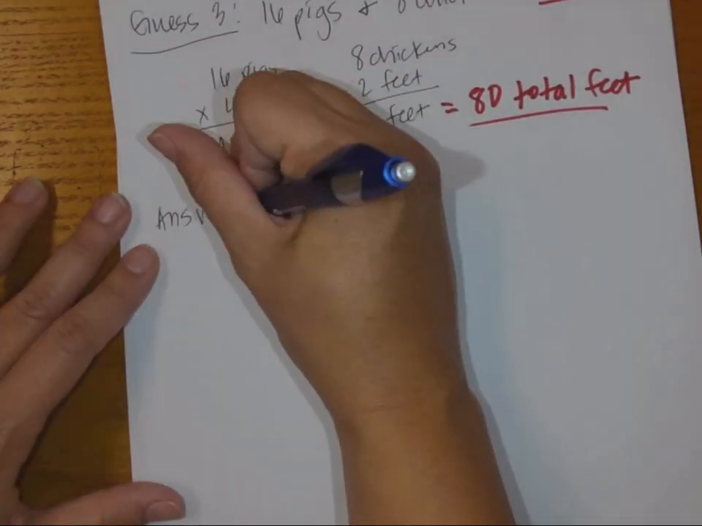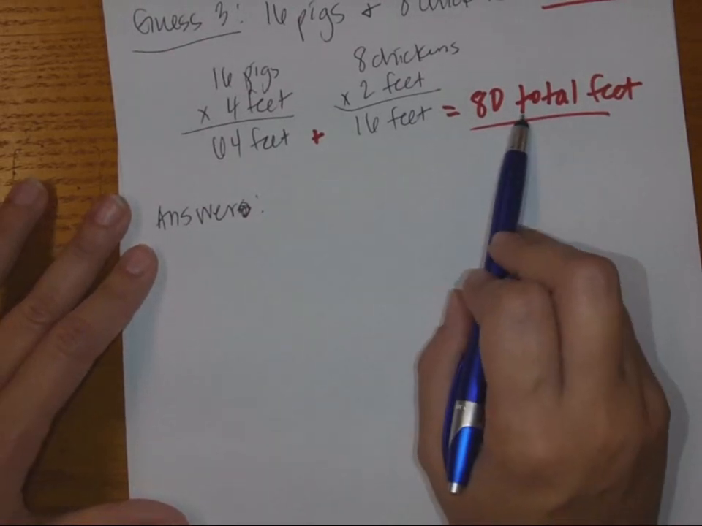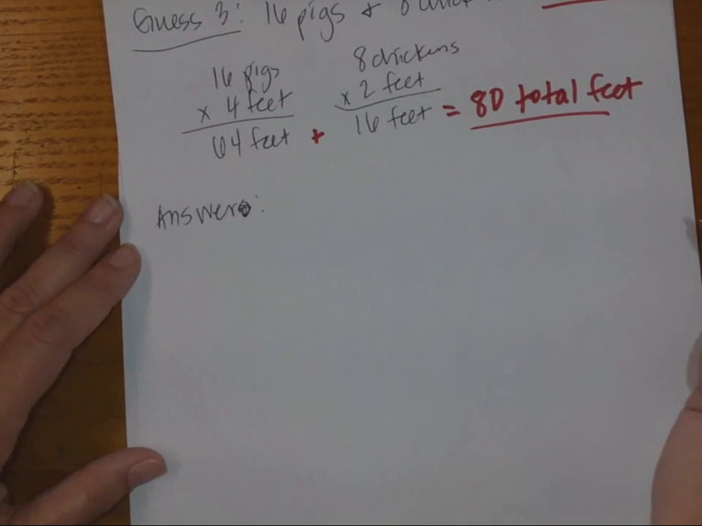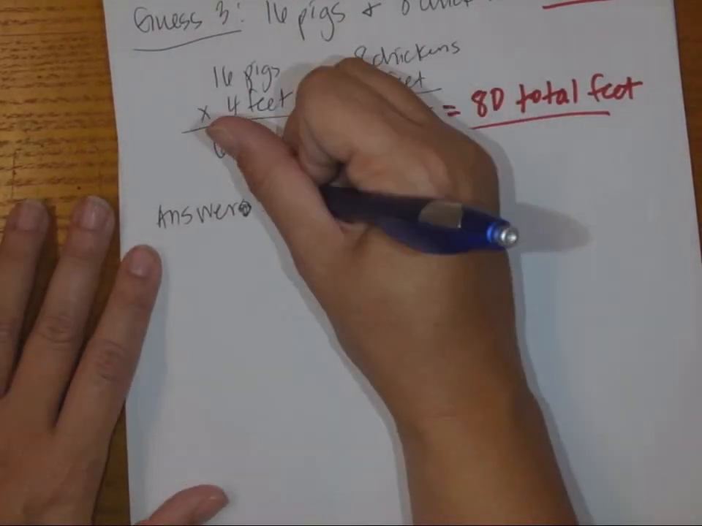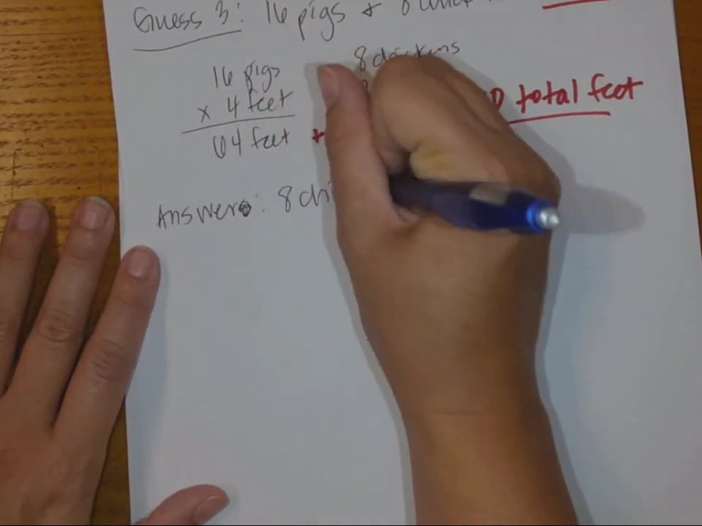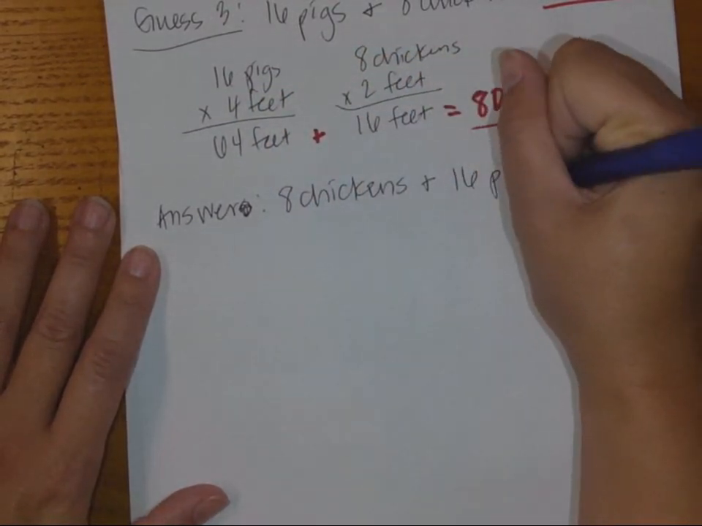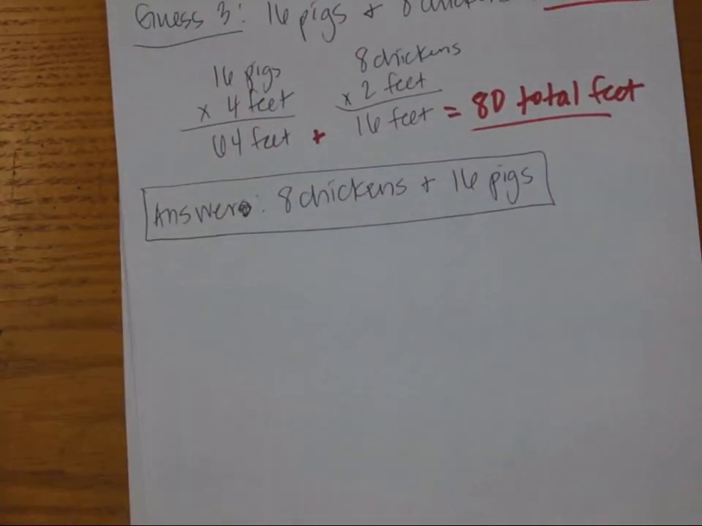so not answers, answer. Students might want to put 80 total feet because that's the number they ended up with. What's the question actually asking for? How many pigs and how many chickens there are. So the answer would be 8 chickens and 16 pigs. Okay, so that was one strategy for solving this problem.